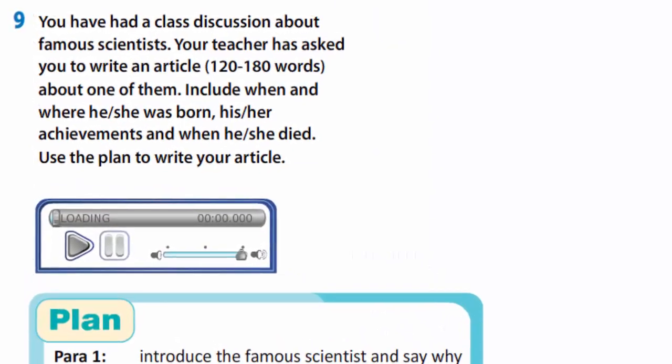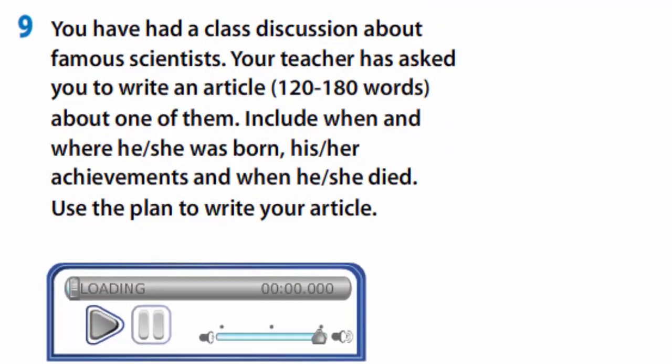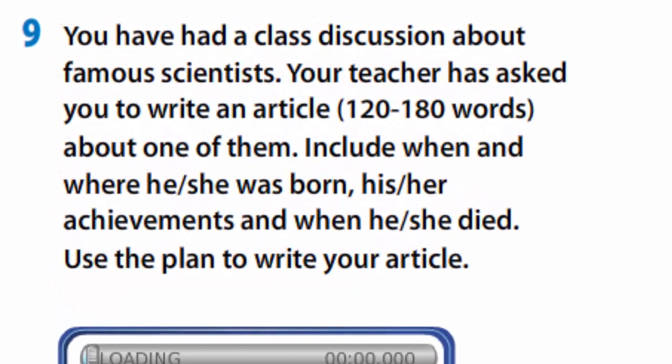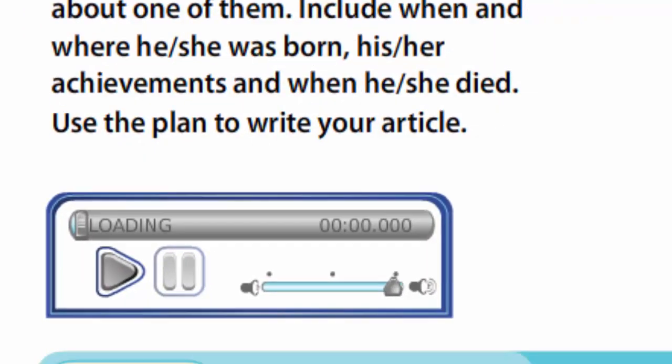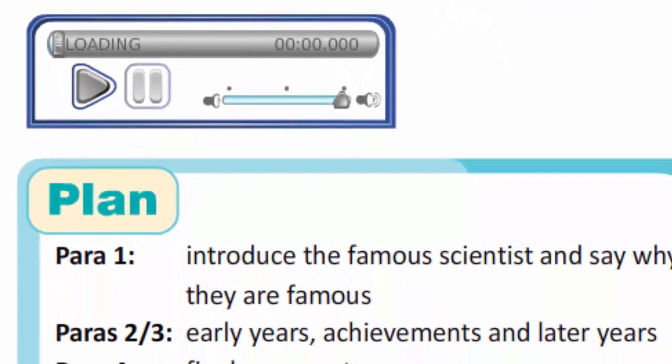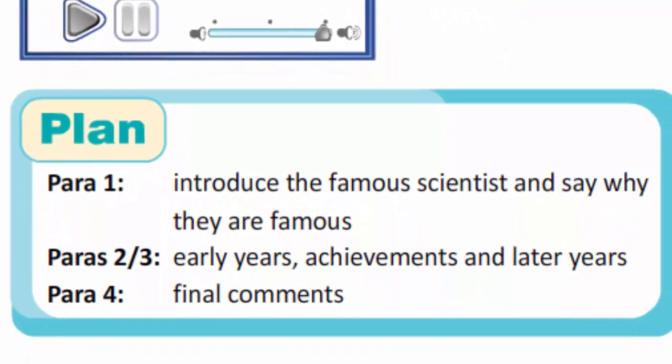And now we have discussed famous scientists. Now you are to write an article about one of them. Include when and where he or she was born, his or her achievements, and when he or she died. Use the plan to write your article. Listen to the model.